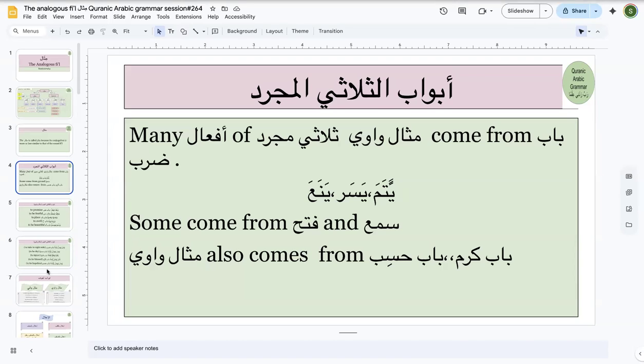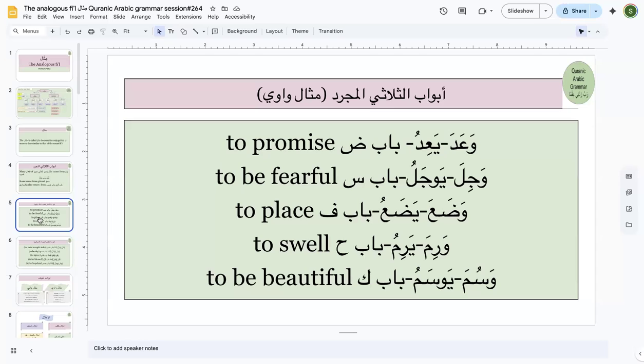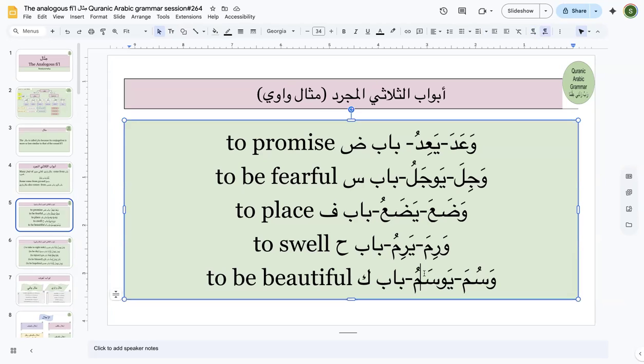Okay, then these are a few examples. When you have the misal wawi: wa'ada ya'idu, wajila yaujalu, wada'a yada'u from Bab Fataha. From Bab Hasiba, you have warima yarimu. From Bab Karuma, you have wasuma yasumu. This has to be Dhamma, okay? This is yasumu, okay? Because Bab Karuma has Dhamma on Ainul Kalima. Do you remember that?